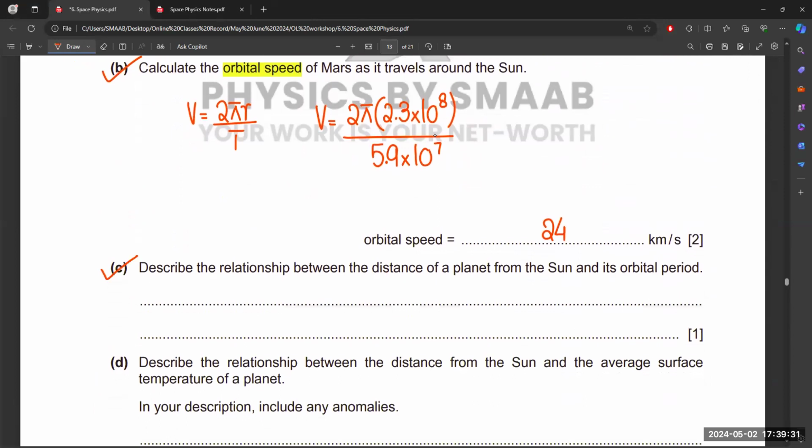And in part C, we have to describe the relation between the distance of a planet from the sun and its orbital speed. So this is the same repeated type of concept as in the previous question of Mercury and Venus. If we increase the distance, what happens to the orbital time period? If we are moving away from the sun, the orbital time starts to increase, right? As the distance of a planet from the sun increases, its orbital time period increases. Yes, they are directly linked.